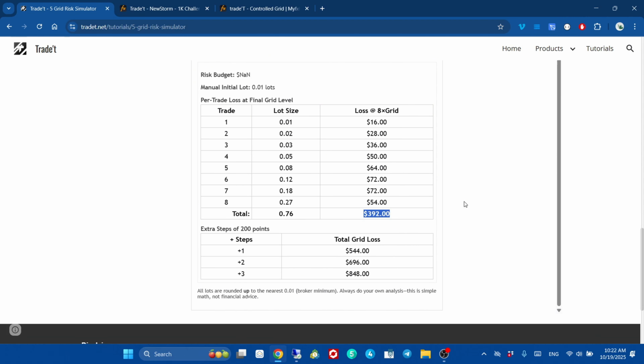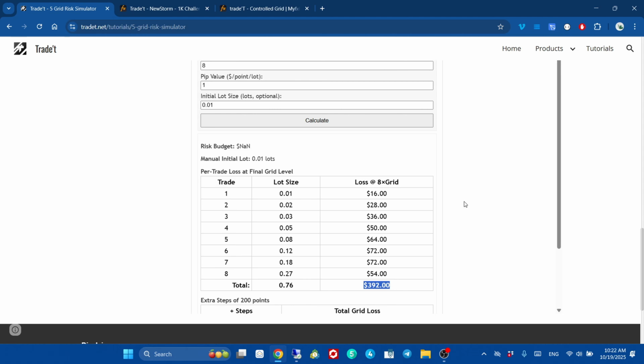Okay, enough talking about risk and the risk calculator. Let's jump to the challenge and the real account trades.